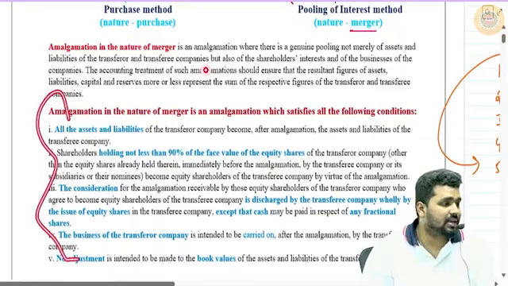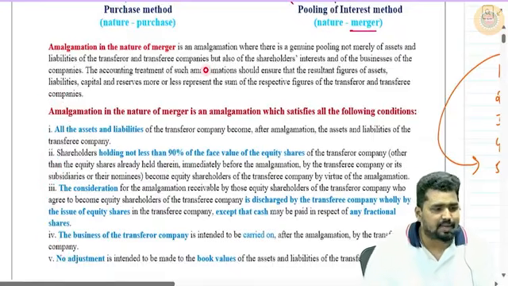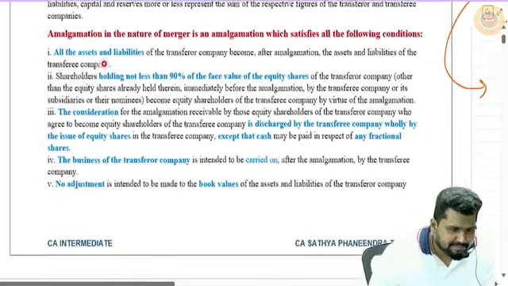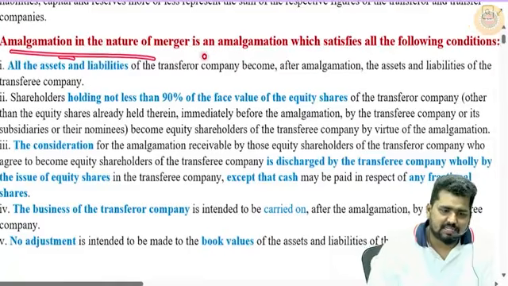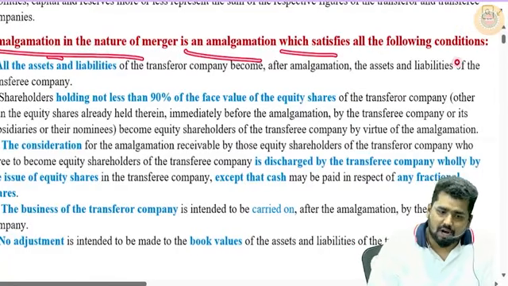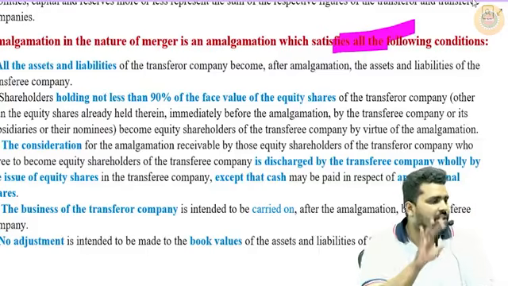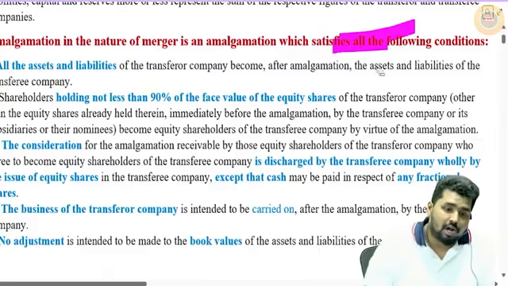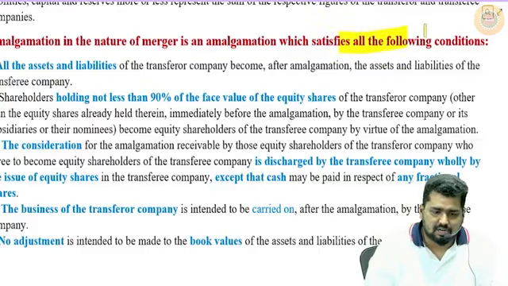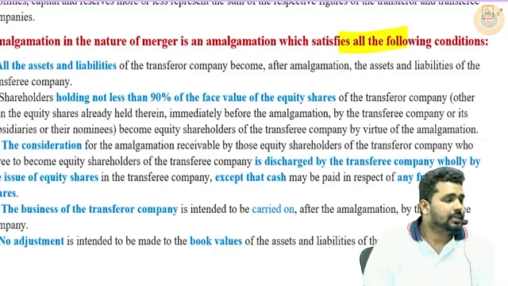Sometimes they ask for this itself as theory. That's why I'm telling you this. Clear? Please listen to me. So an amalgamation in the nature of merger is an amalgamation which satisfies all the 5 conditions. Don't forget that. All the 5 should be satisfied. Then only it is called an amalgamation in the nature of merger, correct?